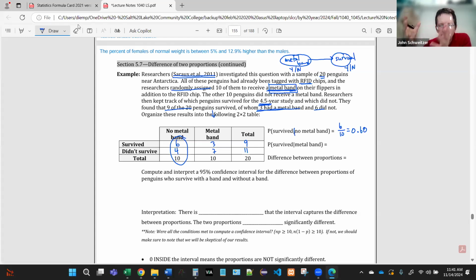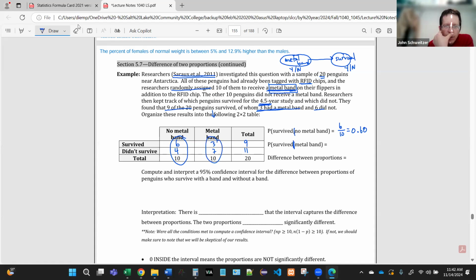Just kind of naturally out in nature, right? Without any effects from humans there. Okay, about 60%. It could be higher, could be lower if we looked at the population, but it's a nice idea, a nice baseline comparison. What about the percent or the proportion, the probability of surviving with the metal band?